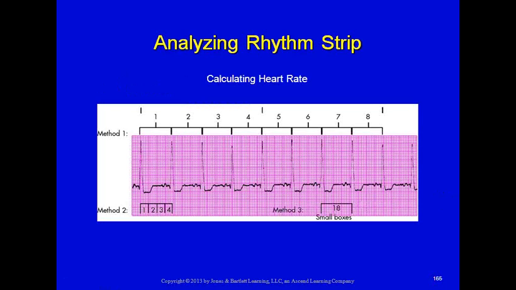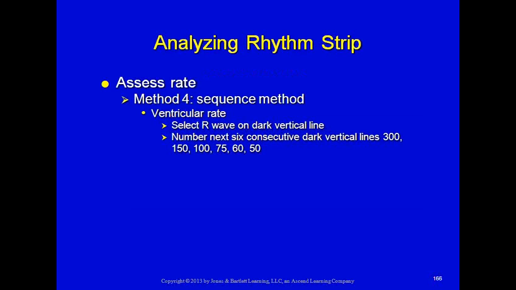I could take the number of small boxes and divide into 300, so I could take 18 small boxes and divide that into 300 as well, and I'd come up with somewhere around 76. So you're not going to get exact numbers when you use these different methods. My favorite method is this 4th method.